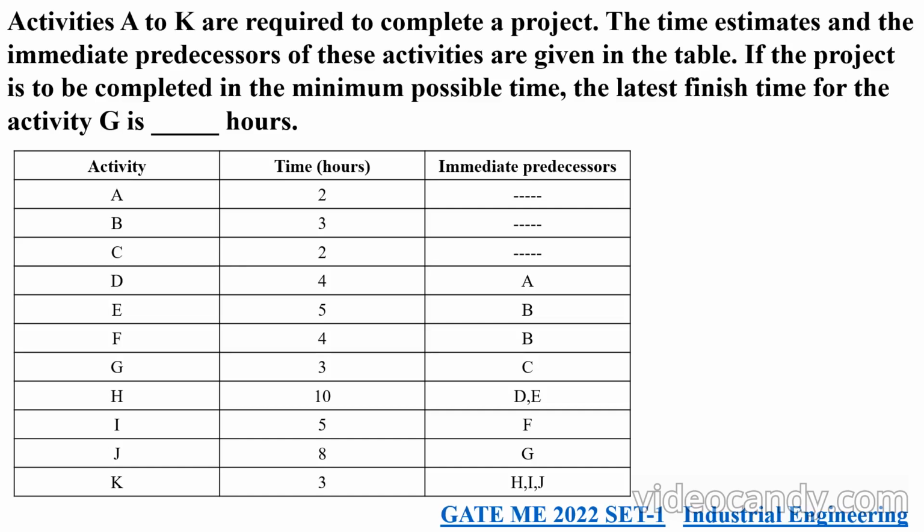In this lecture, we are going to discuss a GATE 2022 problem on a network diagram. Here, various activities, that is A to K, are given with the activity time and immediate predecessor activities. Then we have to determine the latest finish time for the activity G.